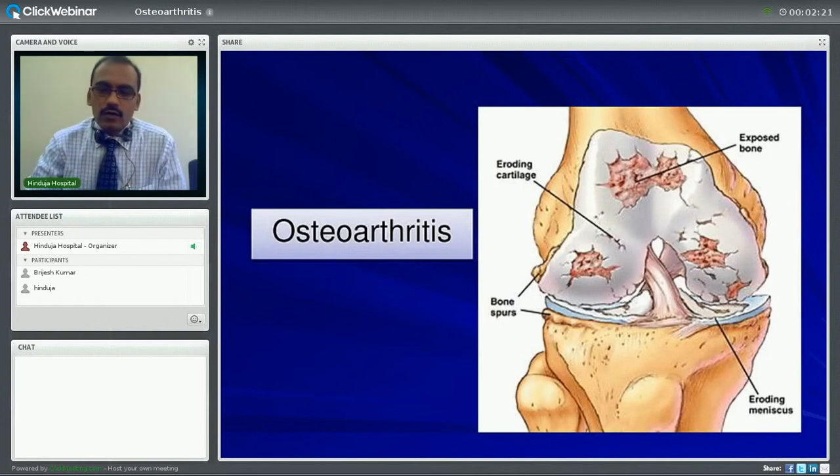Now we will see what happens in osteoarthritis of the knee. Osteoarthritis is basically wear and tear which happens with aging, and you can see in this picture there is a fraying and exposure of the bone because of the cartilage which is eroded, due to which the patient starts getting pain. What exactly happens in these osteoarthritic patients with their articular cartilage, we'll see one by one.